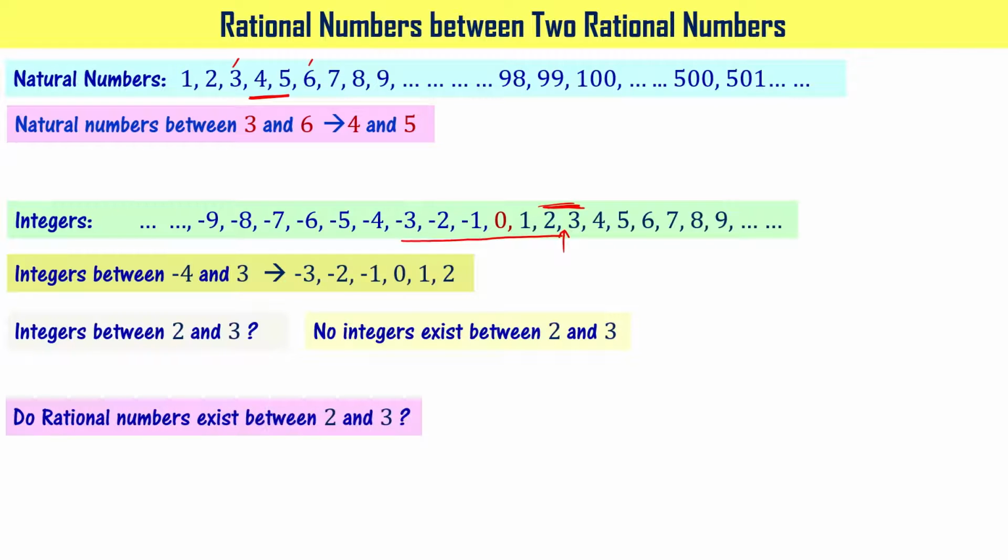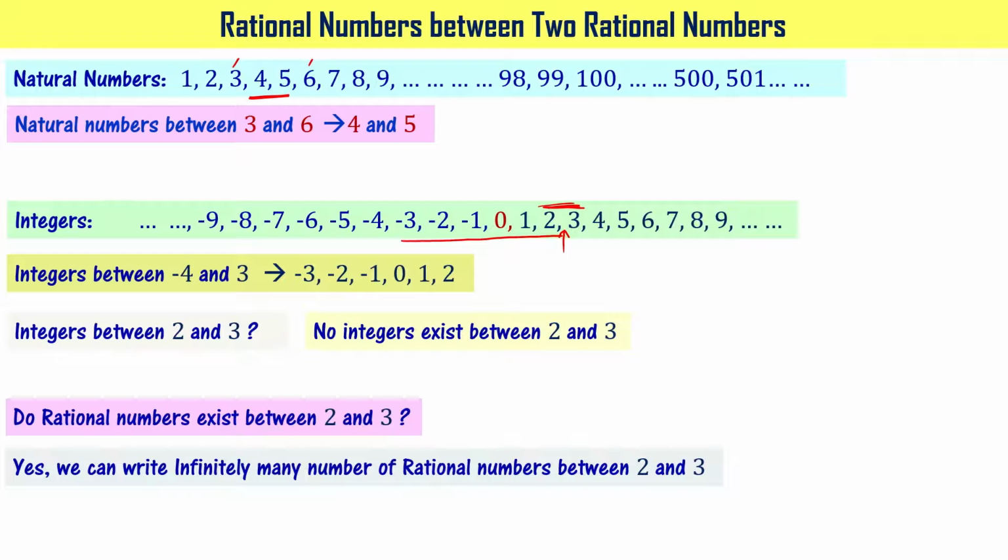Now the question is, do rational numbers exist between 2 and 3? We said that no integers exist between 2 and 3, right? But the answer for rational numbers is yes. We can write infinitely many rational numbers between 2 and 3. Let's try to learn how to write rational numbers between two numbers. We are not going to talk about infinitely many, but we'll try to write a finite number of rational numbers between 2 and 3, or any pair of numbers for that matter, right?